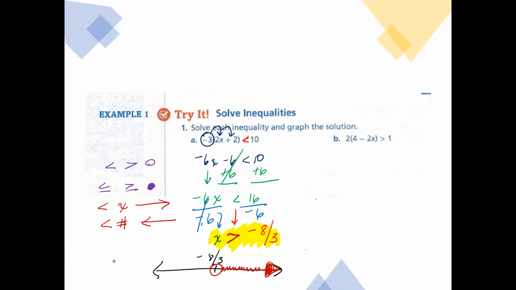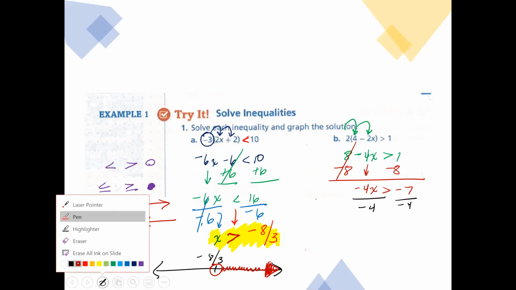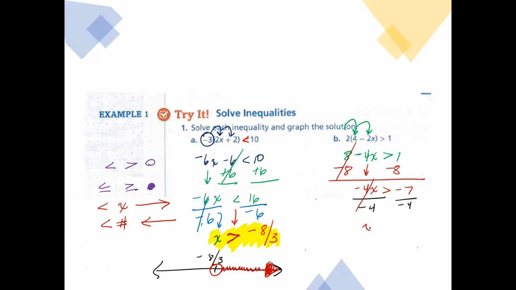All right, for B, I'm going to distribute the 2. So I have an 8 minus 4x, which is greater than 1. I want to isolate the x, which means I have to do the opposite of a +8, which is a -8 on both sides. That cancels. You bring down the -4x, which gives you a -7. Opposite of a multiplication is a division by -4, so I'm going to do that on both sides. And then I cancel out the -4x, but I have to flip my inequality sign because I divided by a negative. So I now have a +7/4.